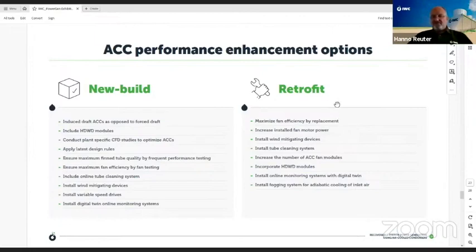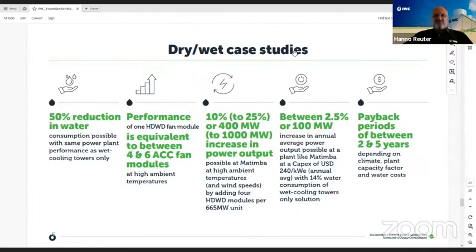Then retrofitting, definitely similar sort of approaches. So maximize fan efficiency, increase installed motor power if necessary, install wind mitigating devices. Often these are not included. Install tube cleaning systems, sometimes they're not included. Increase the number of air-cooled fan modules if space allows it, but definitely include or incorporate hybrid deflegmator modules. Install online monitoring and install fogging. This is least favorable. So the dry-wet case studies that we've done were very interesting.